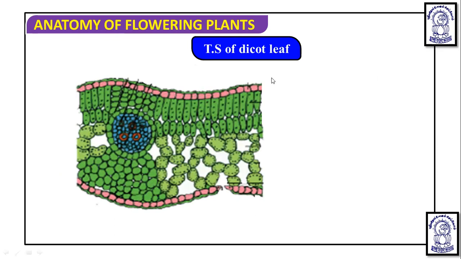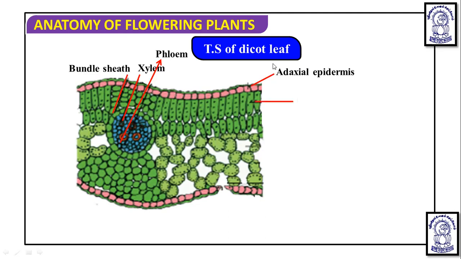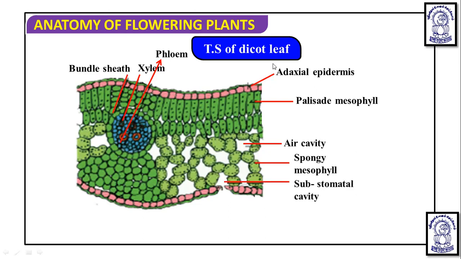Now you can see in this transverse section of a dicot leaf that the bundle sheath is present here, and here you will see the presence of xylem and phloem, meaning the vascular bundle. This is the epidermis, this is palisade mesophyll, this is air cavities, this is spongy mesophyll, this is substomatal cavity, this is abaxial epidermis, and this is a stoma.